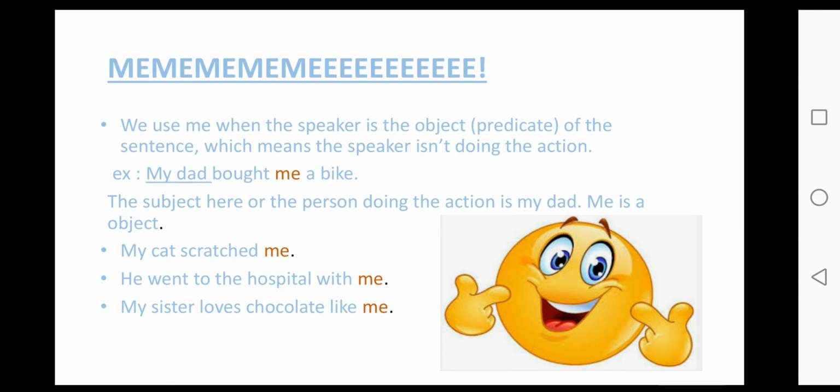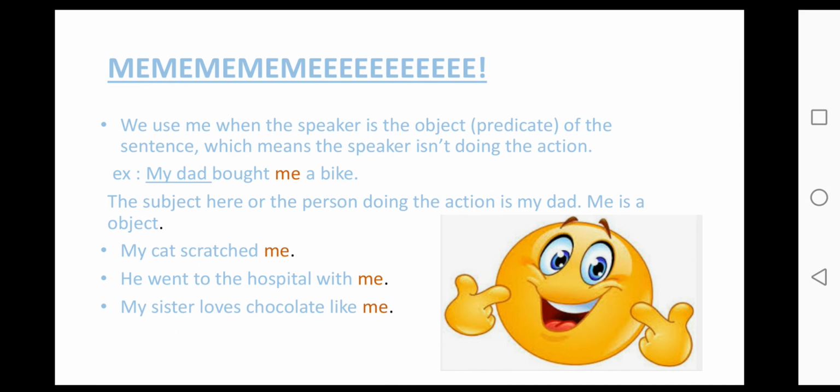So, my dad bought me a bike. Let's look at this example. What do I mean when I say receive? Now, my dad bought me a bike. The first question that I will ask, who bought me a bike? Who bought me a bike? And the answer is my dad.